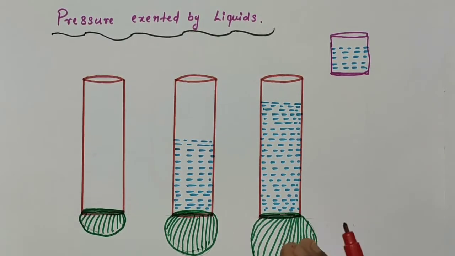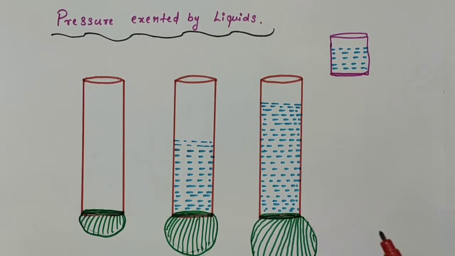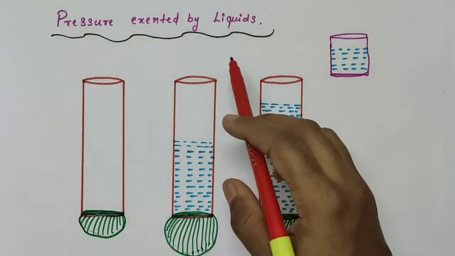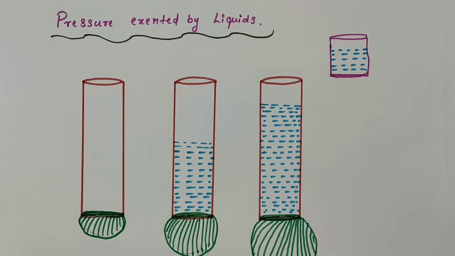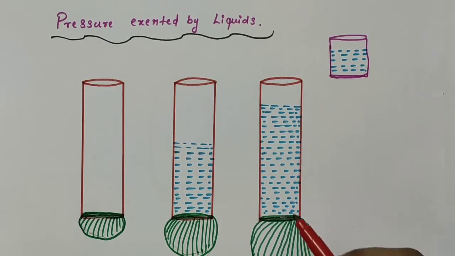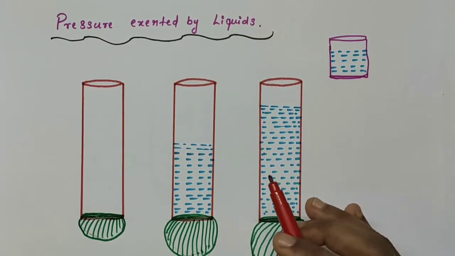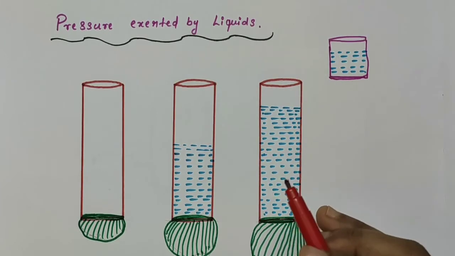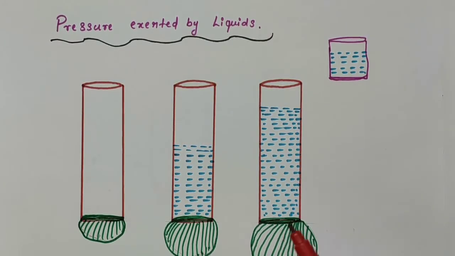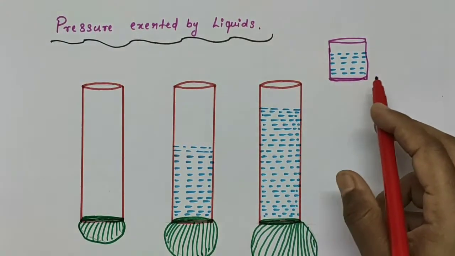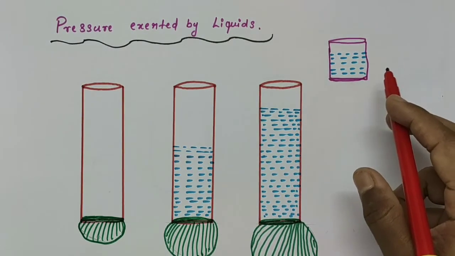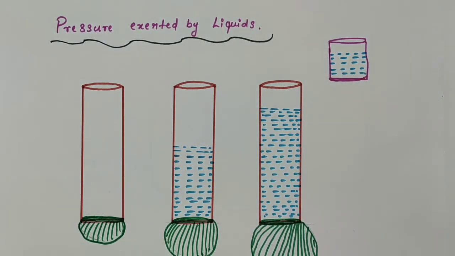In this video, we are going to talk about the pressure exerted by liquids. Liquids can exert pressure in all directions on the walls of the container they are stored in. For example, just consider this as a glass, and water is there in it. That is, it is a glass of water.